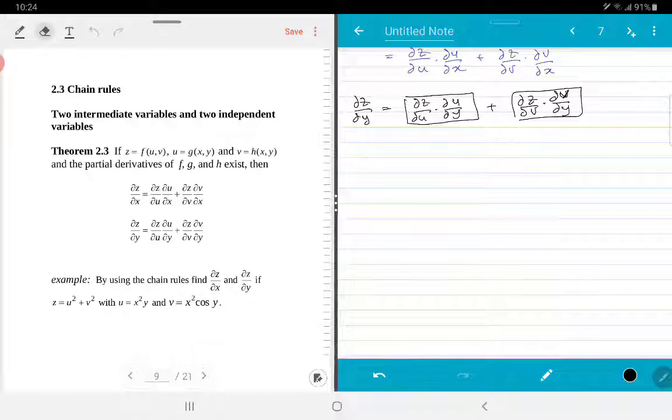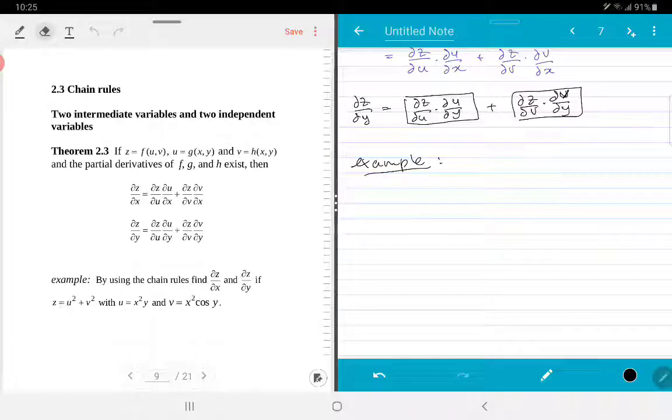Okay, for this example, we're given a function. It says by using the chain rule, meaning that you can find out your answer without using the chain rule, but it says here by using the chain rule, find partial z, partial y, and partial z, partial x. Okay, here z is u squared plus v squared, u is x squared y, and v is x squared cos y. This function is given specifically in the theorem as f of u, v.